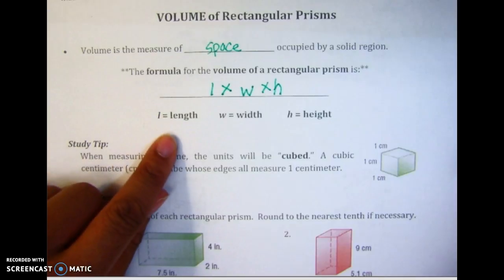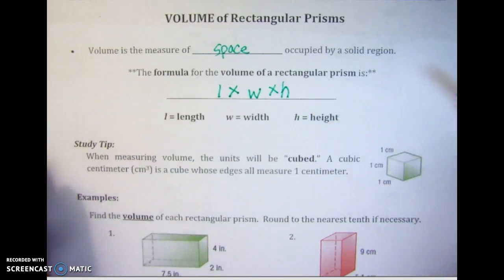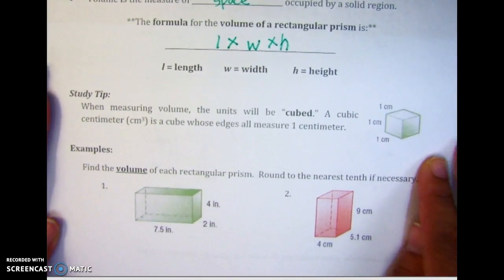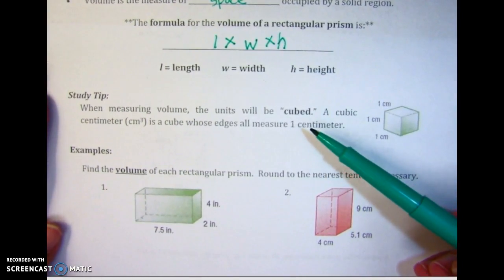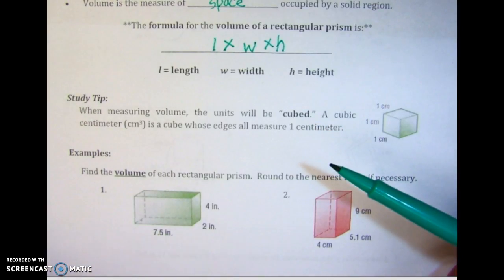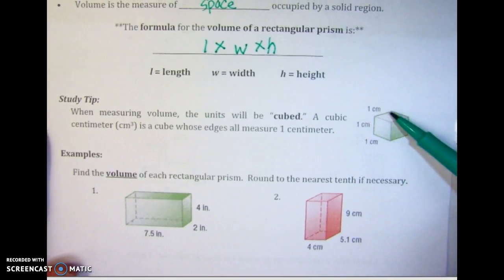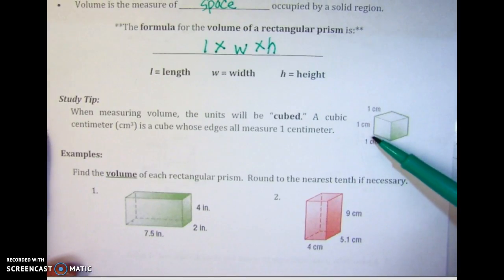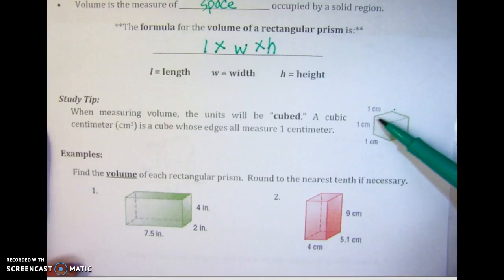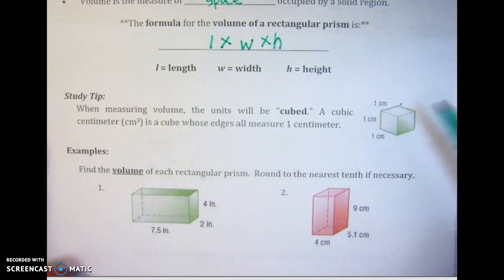And you see that the L stands for length, W stands for width, H stands for height. When measuring volume, the units will be cubed. So after you get your answer, it's going to be inches cubed, centimeters cubed, because you're multiplying three different measurements. You know, length, width, and height. A cubic centimeter is a cube whose edges are all 1 centimeter.